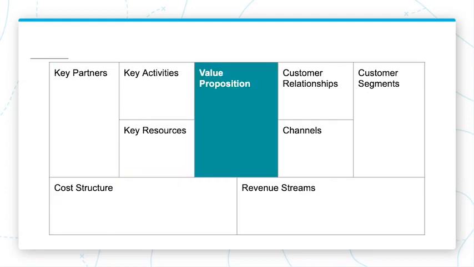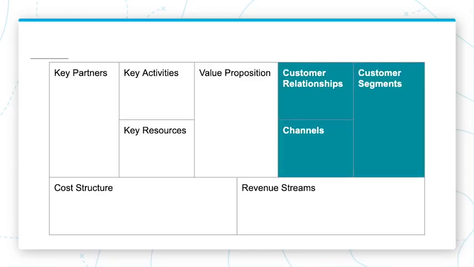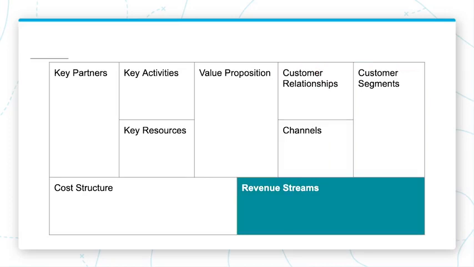In the middle is the value prop. This is about what the product is and why people would want it. And then on the right, we have customers, who your customers are, how you interact with them, and how you get your product to them, as well as the associated revenue that your customers generate in exchange for your product.